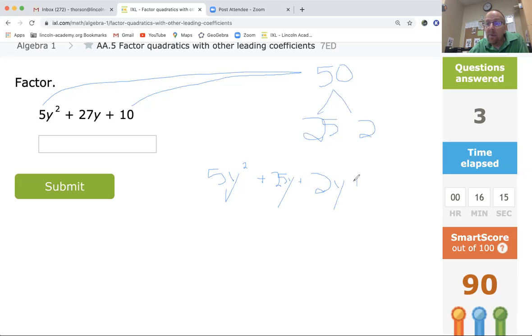And well, actually, that would be fine. That will still work. So yeah, if you wrote it as 5y squared plus 2y plus 25y, I'll show you that it still works the same. You get the same answer.